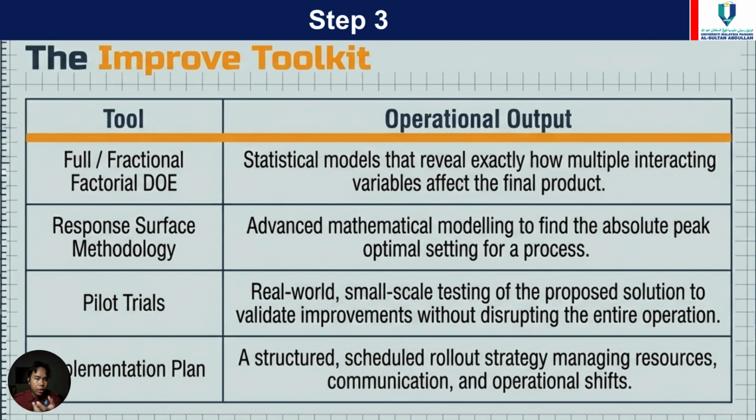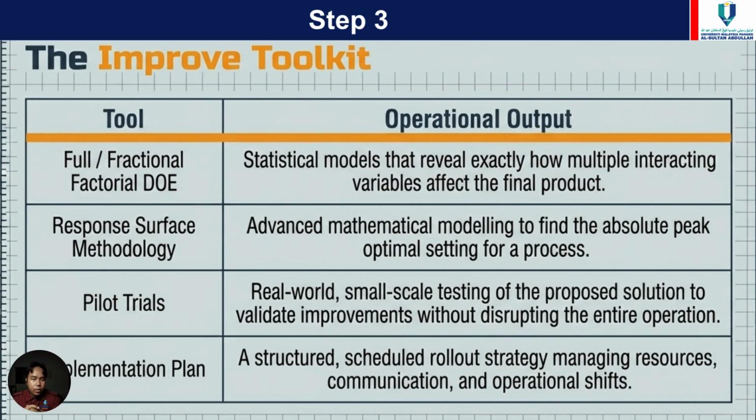So this is the toolkit for the improve phase. First is full or fractional factorial DOE, and then response surface methodology, pilot trials, and implementation plan. Each tool produces a different output, of course. DOE produces a statistical model that reveals exactly how multiple interacting variables affect the final product. Response surface methodology produces advanced mathematical modeling to find the absolute peak optimal setting for a process.